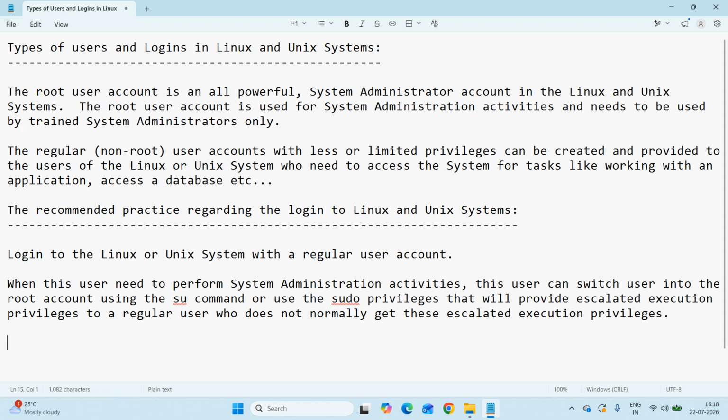Okay, with respect to the su command, people, I will tell you about the su command in the next topics in this Linux and Unix command line fundamentals course. And with respect to the sudo privileges, I will tell you about the sudo privileges in a separate playlist that I will create for covering the Linux system administration course.